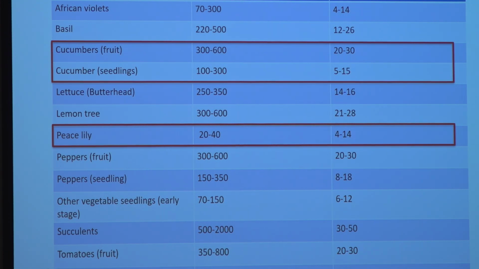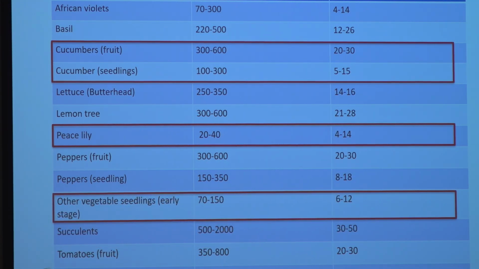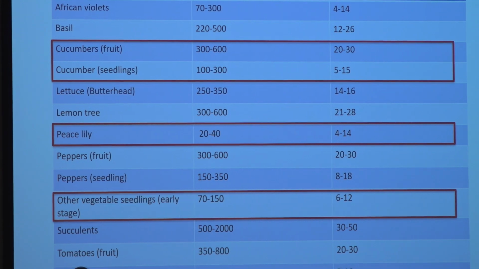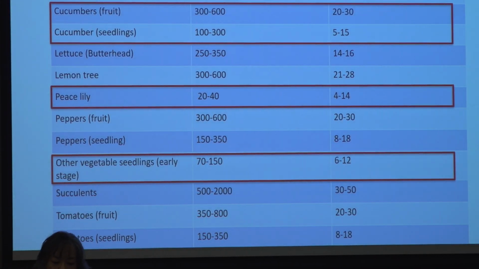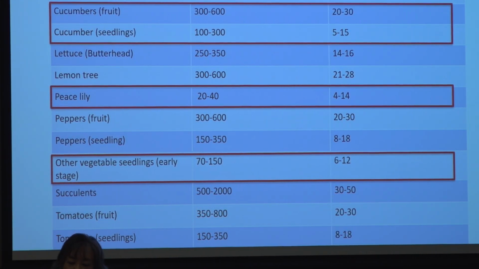If you're trying to get your cucumbers to produce fruit indoors, you're going to need triple the amount of light, 300 to 600 PPFD or a DLI of 20 to 30. You can certainly compare that to tomatoes and to peppers, and those are even higher light than our cucumbers. They need more light. Some of our other vegetable seedlings, maybe you're starting your cabbage or your Brussels sprouts indoors, a PPFD of 70 to 150 or a DLI of 6 to 12 should be sufficient.